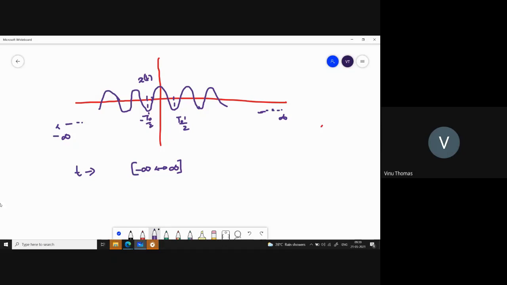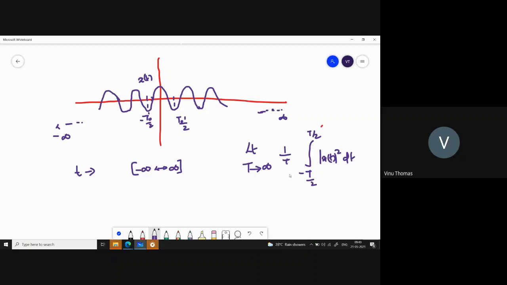So what was that? You had the limit t tending to infinity of 1 by t, integral minus t by 2 to plus t by 2. So this was our integral, and the rest is modulus of x of t whole squared dt.